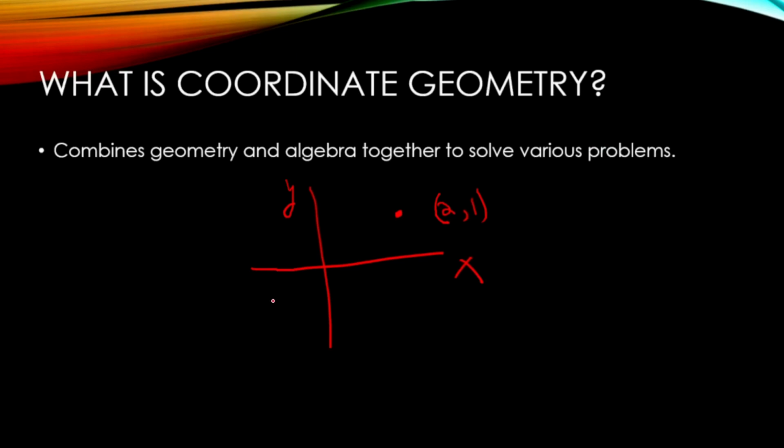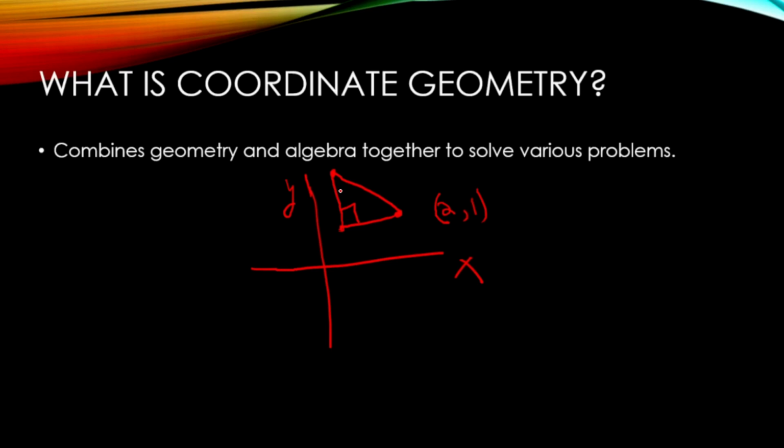So how does this combine geometry and algebra together? Let's say I have a triangle over here like this, a right angle triangle, and you know its coordinate points, all three of them. You can use this and algebra together to find out more about this triangle. We are going to discuss what you can find out in the next slides.